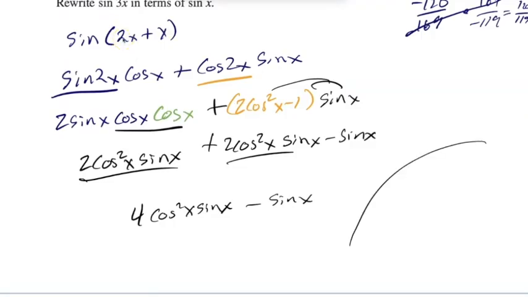If I forgot the double angle formula, I would use the sum difference formula for 2x to make it sine of x plus x and go that way. And then you could get the sine 2x formula.